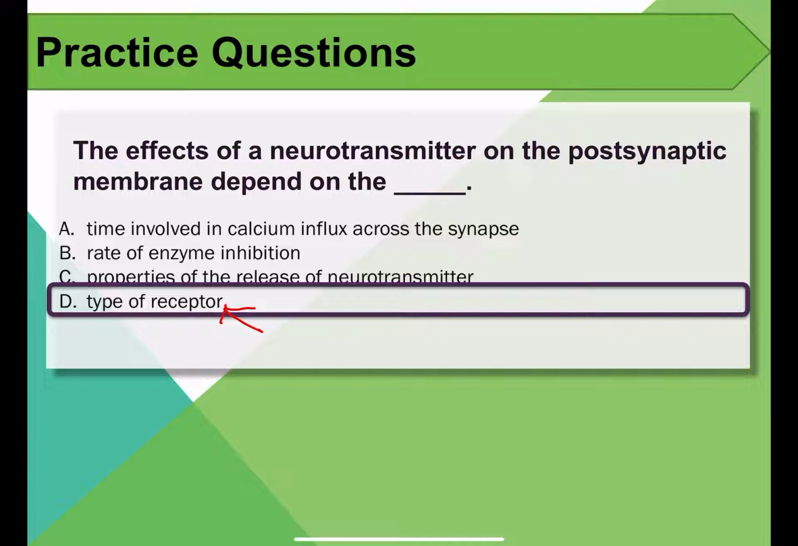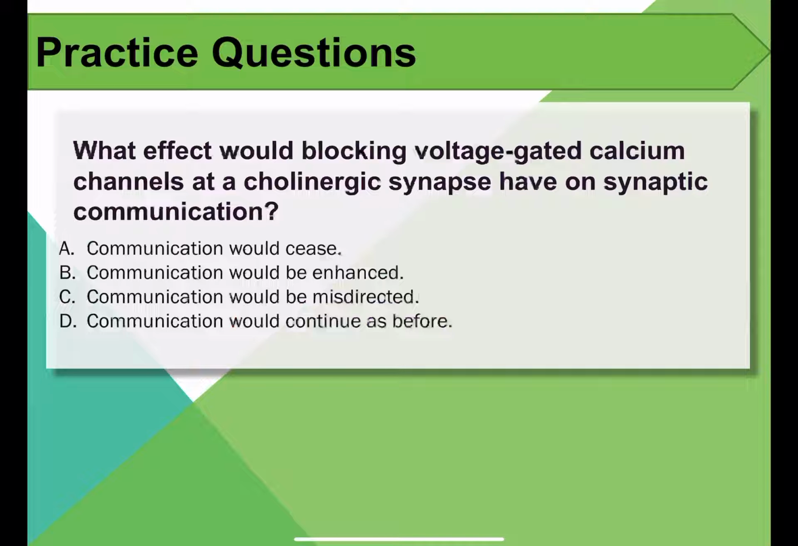The effects of neurotransmitter on the postsynaptic membrane depend on the type of receptor. Different receptors can have different effects. That's what the whole thing was about when we talked about EPSP versus IPSP. Depending on whether the receptor is a sodium gated channel or a chloride gated channel, you can have either an inhibitory or excitatory effect.